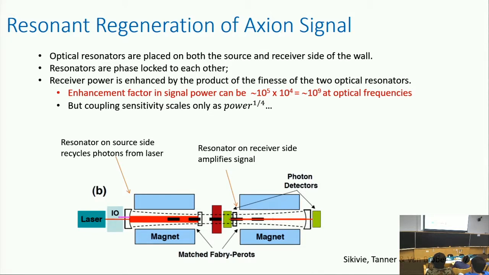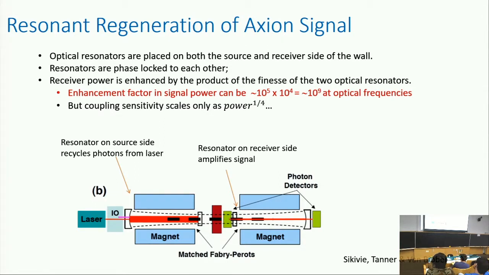And then on the other side, you have no such constraint because presumably very few photons are regenerating. And so you can have a very high Q resonator on the receiver side. And there's a resonance which increases the signal power by an amazing factor. The signal power is multiplied by the product of the finesse of the two optical resonators. So the finesse is essentially the number of times that the light bounces back and forth. And so you can get this huge factor. You get on the receiver side about 10 to the 5, and on the pump side about 10 to the 4. So you get a factor of 10 to the 9 increase in signal power, which is fantastic.